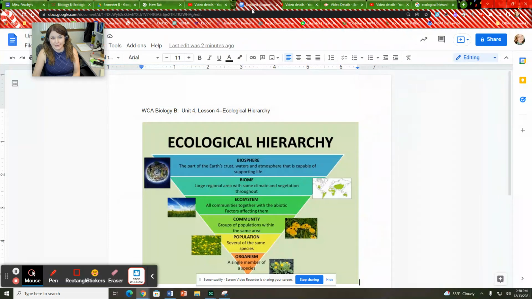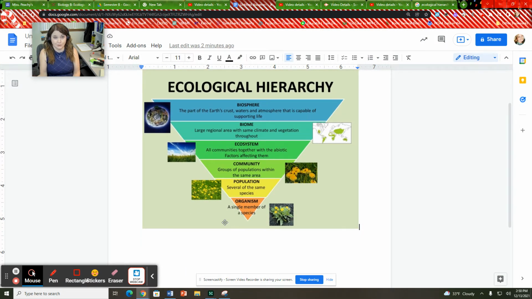So I have added this graphic here. I borrowed this graphic from Google to give you that information. Just like living things can be classified into domain, kingdom, phylum, class, order, family, genus, species, the world and all the living things in it can also be categorized in a similar way using this ecological hierarchy method.